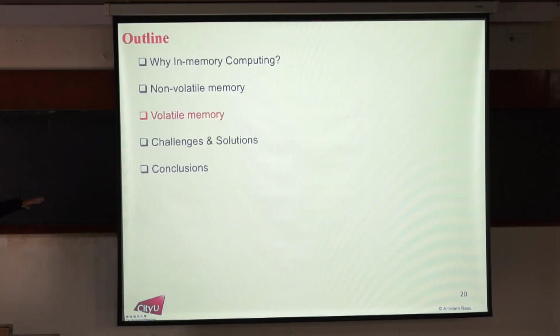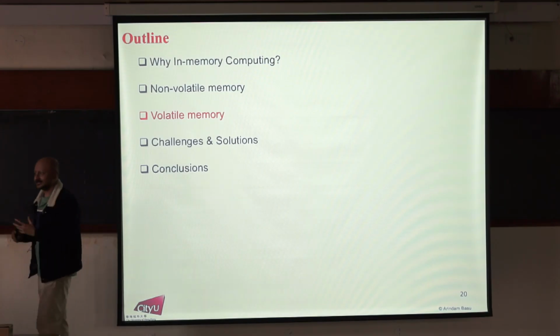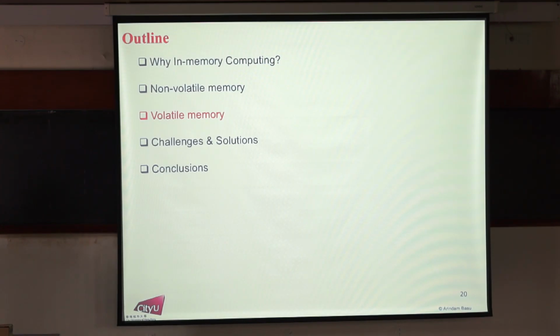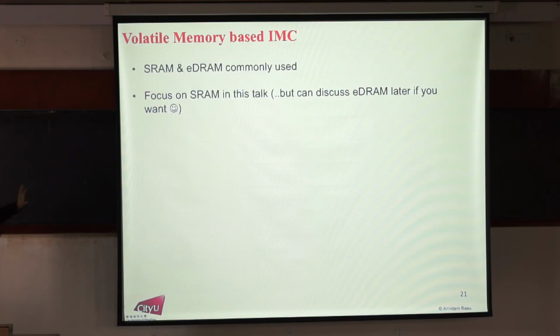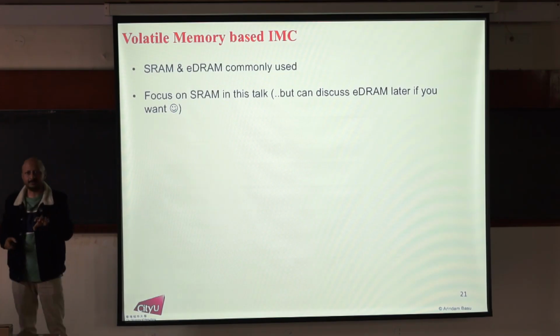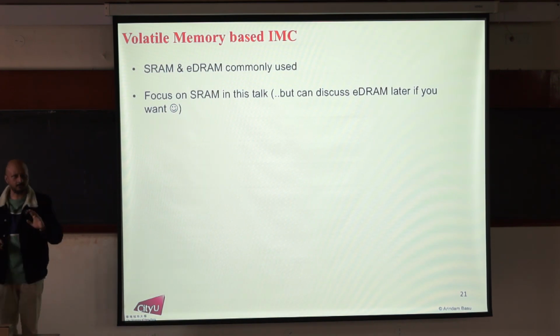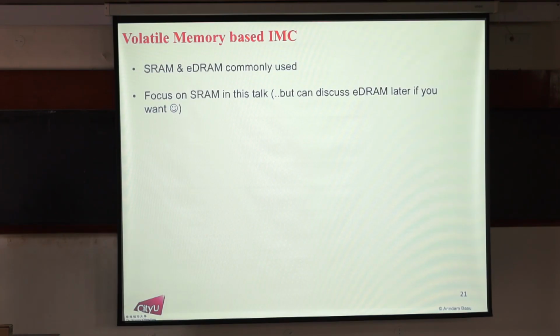Okay, so let me now skip over to the other part, which is volatile memory devices like SRAM and eDRAM. These are again very commonly used. I say eDRAM meaning embedded DRAMs, which are inside your chip, as opposed to commodity DRAM, which is outside the chip. In this talk, in the interest of time, I'm just going to focus on SRAM, but I'm happy to discuss eDRAM later on if you want. We have many works in that space as well.